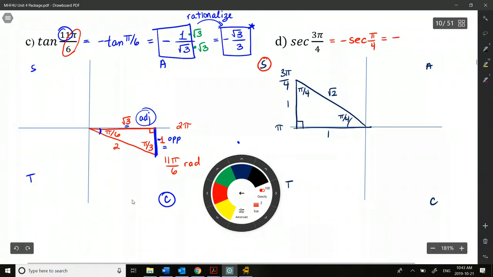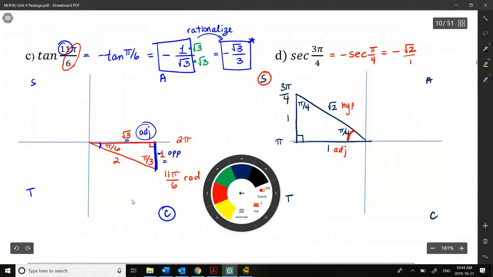And because secant is the reciprocal of cosine, I'm looking for adjacent and hypotenuse, but instead of adjacent over hypotenuse like we do for cosine, we'll do hypotenuse over adjacent. So this is the adjacent side. Remember, this interior angle is my reference angle here. So this is adjacent and hypotenuse. So I'm going to do hypotenuse over adjacent for this one. And this just simplifies to negative root 2.